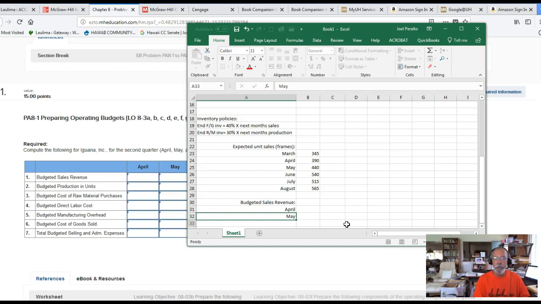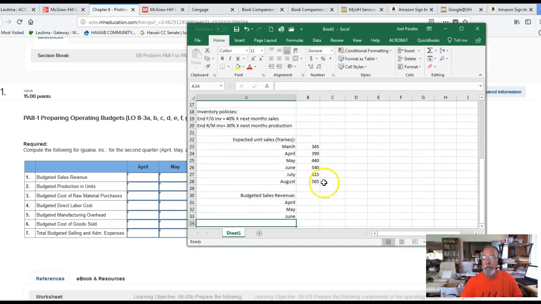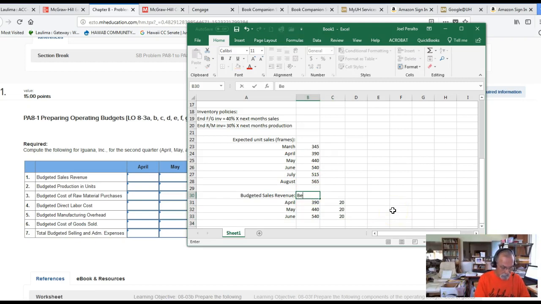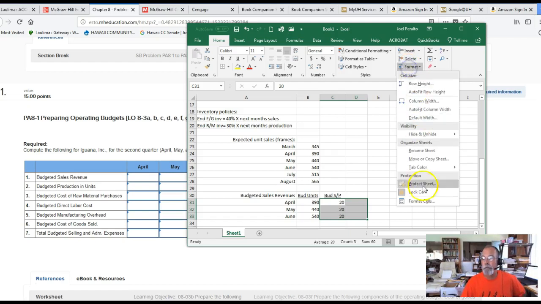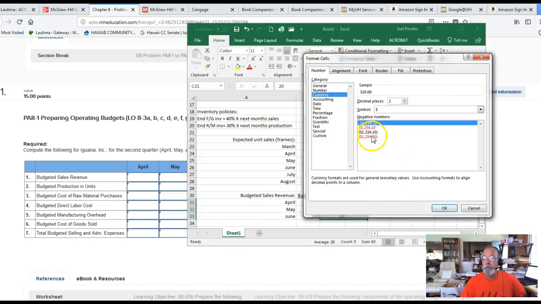April, May, June, and we'll simply copy these unit amounts here, and our selling price, budgeted units, budgeted selling price, and let's format these cells for currency.